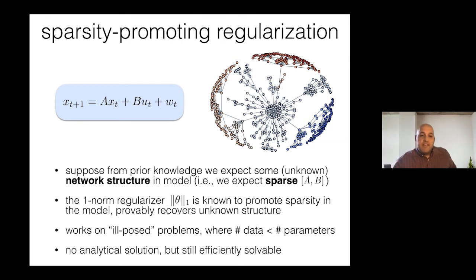One cool thing is that this works on ill-posed problems. If this is a big network, and the matrices A and B are large matrices with lots of parameters, you might be in a regime where the amount of data that you have is less than the number of parameters that you're trying to estimate. This is known as an ill-posed problem. But if you exploit the prior knowledge that there should be a sparse structure underlying this, then even though you have less data than parameters you're estimating, you can still provably recover the unknown structure.